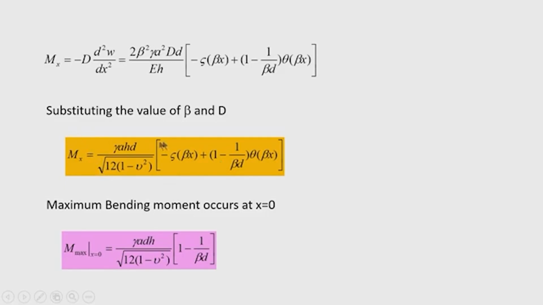So, m x can be calculated now along the height of the tank, and the maximum bending moment you can see is only at the fixed end. So, the fixed end provides restraints. So, the maximum bending moment is calculated at x equal to 0. The maximum value is obtained by putting x equal to 0 here, and we can obtain that maximum value is nothing but gamma a d h divided by root over 12 into 1 minus mu square into 1 minus 1 by beta d.